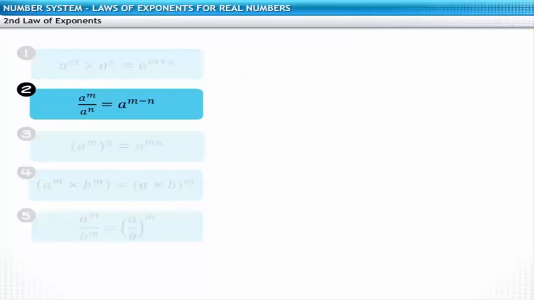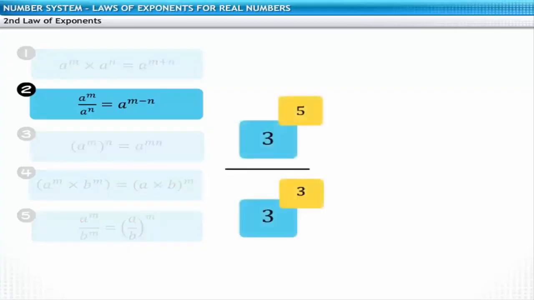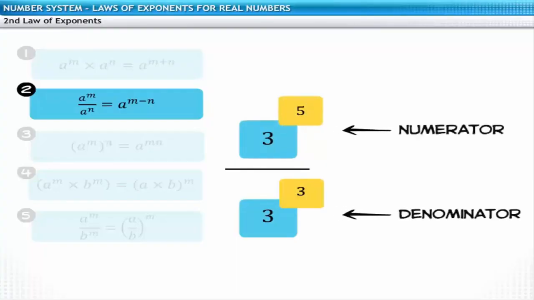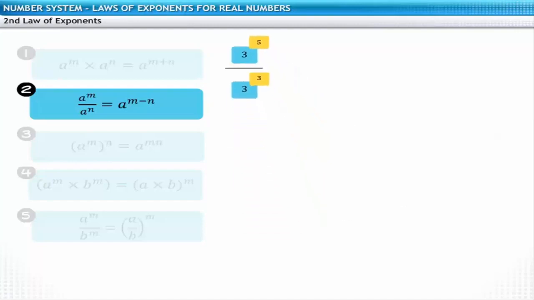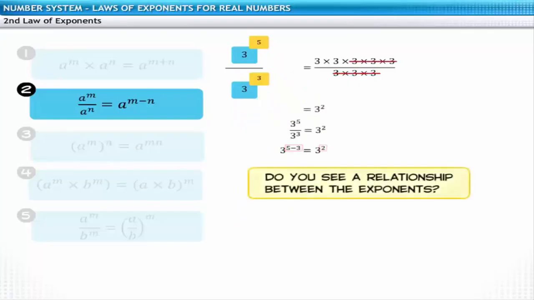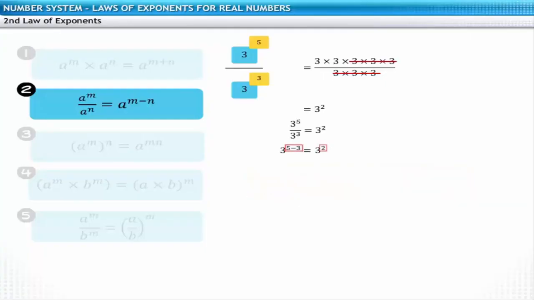Next, let's verify the second law of exponents. Consider another example. Here, we are dividing two exponential terms. The numerator and the denominator can also be expressed as follows. On simplifying, we get the result. Do you see a relationship between the exponents? Yes, you're right. 5 minus 3 is equal to 2. Let's apply the observation of this example to simplify another example.